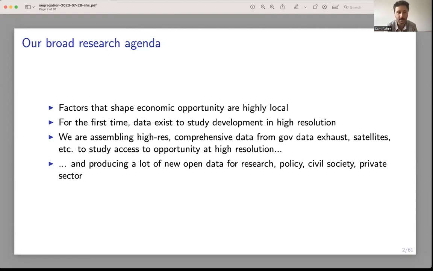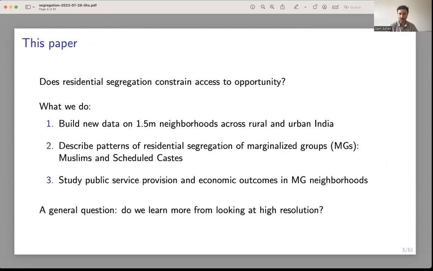So with that said, let me dive right in. This paper is really asking the question of, does residential segregation constrain access to opportunity? And I'm afraid to say we're not going to answer that completely satisfyingly, but that's the question we're starting with. And we're going to do the best we can to shed a lot of light on patterns of segregation in India and the outcomes that it's associated with.